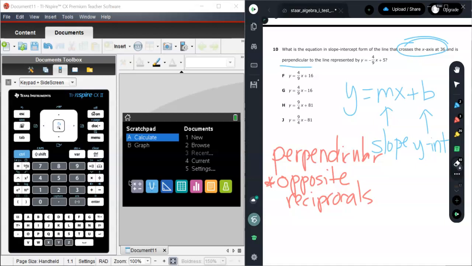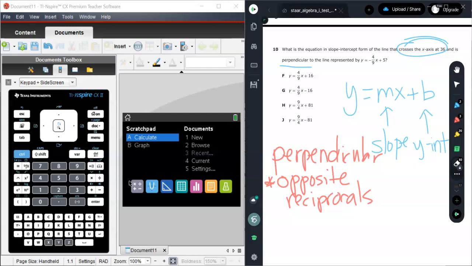Hey guys, so in this video we are looking at how to use the calculator when you have multiple equations. That could be systems of equations, or we're just looking at parallel and perpendicular lines. So I'm going to cover both of those.